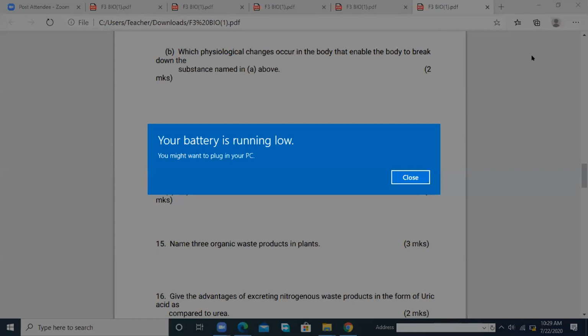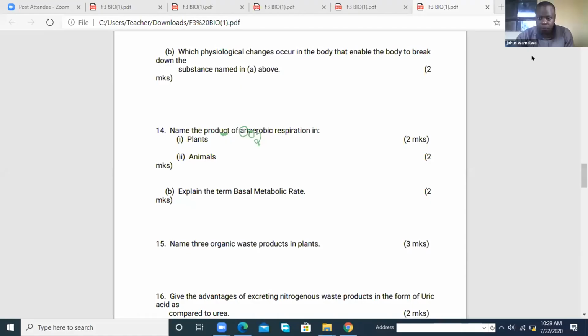Part 2: in animals, there is energy, carbon dioxide, and lactic acid. Lactic acid, right.